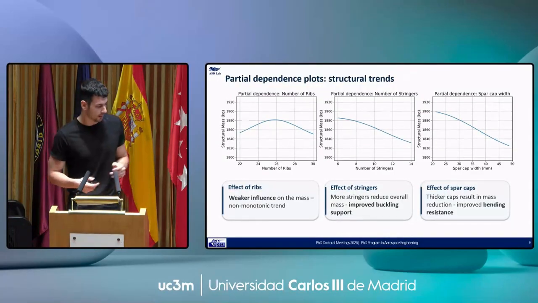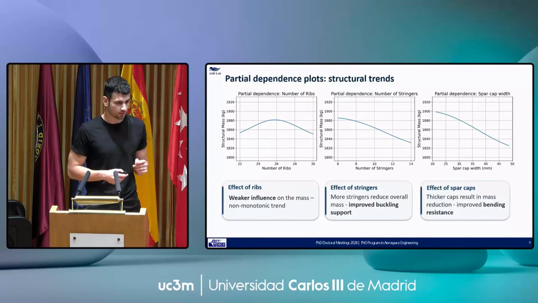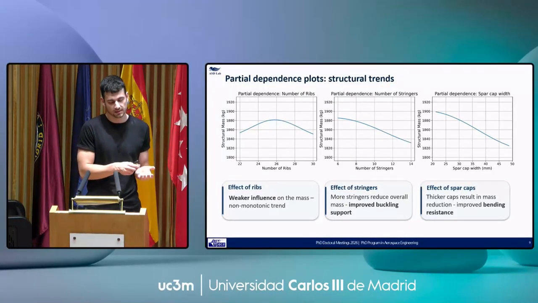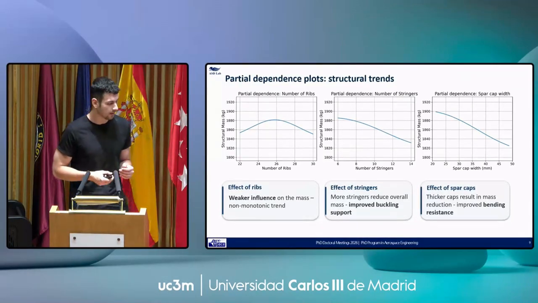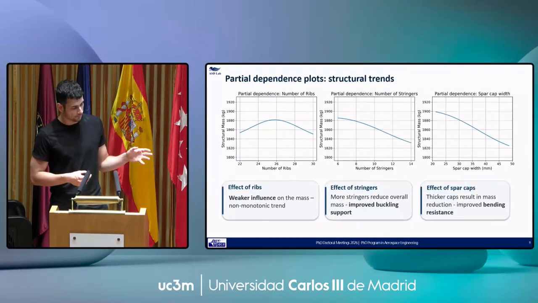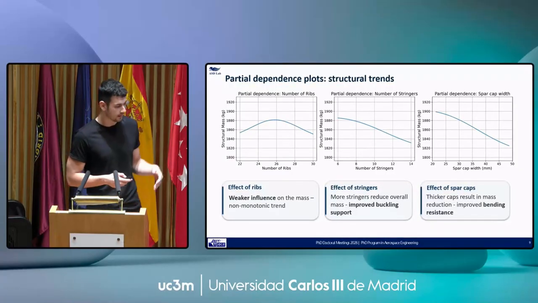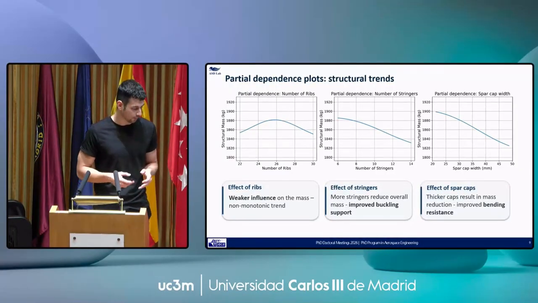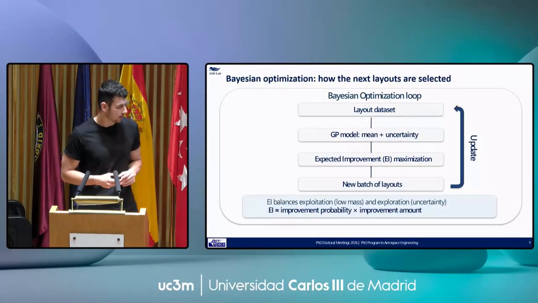Before I go into the Bayesian optimization, I would also like to show the partial dependence plot, which basically shows us the model's belief of how the mass changes for the three layout parameters. And we can quickly see that increasing the number of stringers or the width of the spar caps generally decreases the mass, whereas for the ribs we have a non-monotonic behavior and a weaker influence overall.